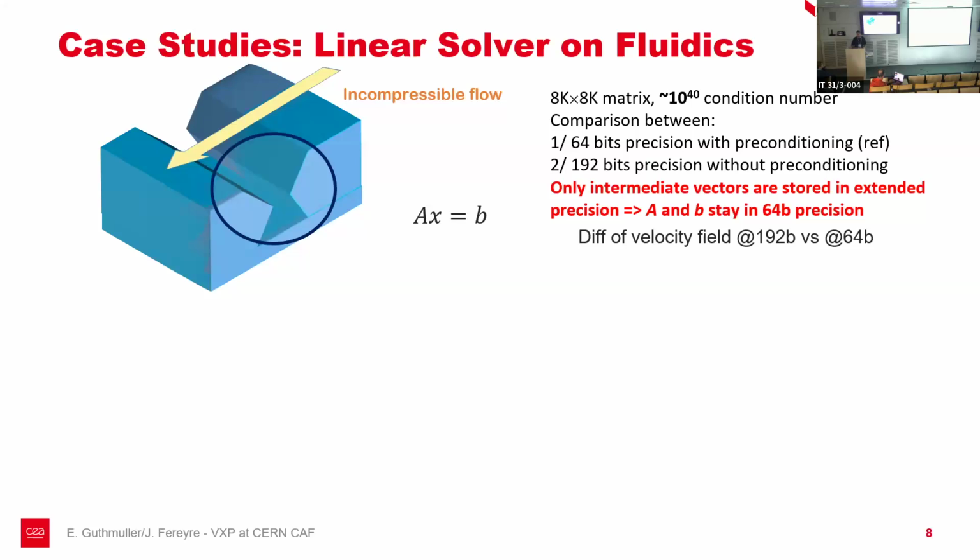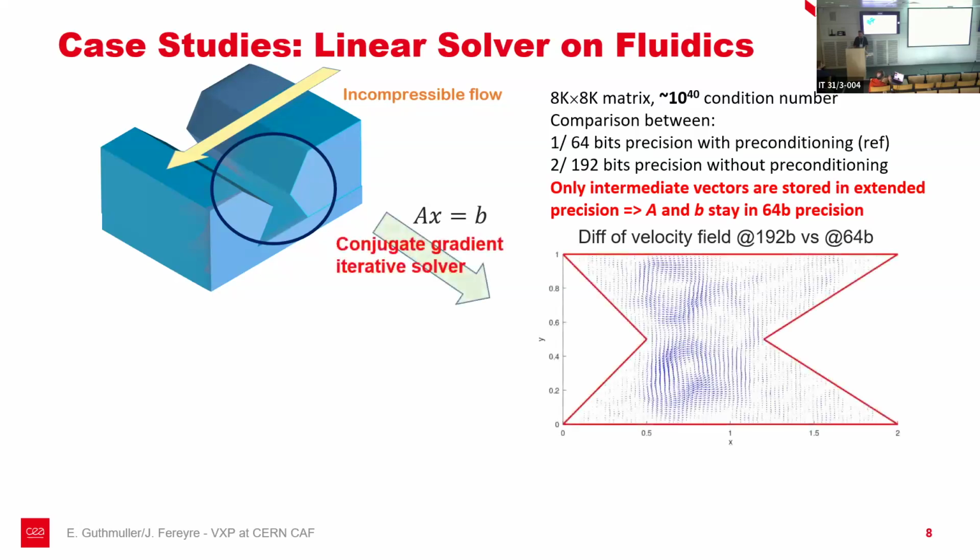And we compare the solution with 64 bits of precision with preconditioning and 192 bits of precision without preconditioning. The very important thing is we don't increase the precision of the matrix or the right-hand side vector. It stays at 64 bits. What we increase is the precision of intermediate vectors. So for example, in the conjugate gradient algorithm, you have 5 intermediate vectors, or in the BiCG, it's 10 vectors. That's the only thing we increase in precision.